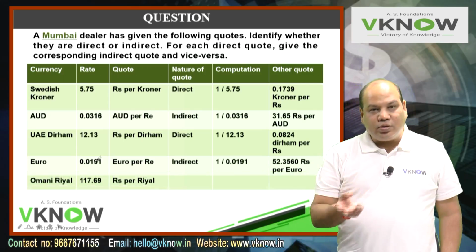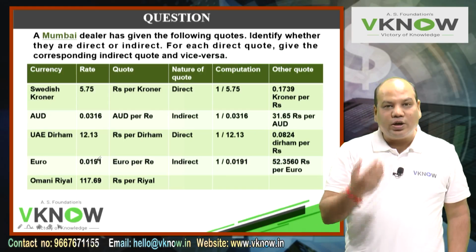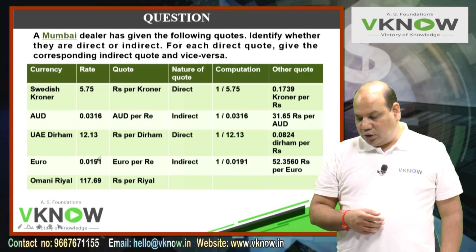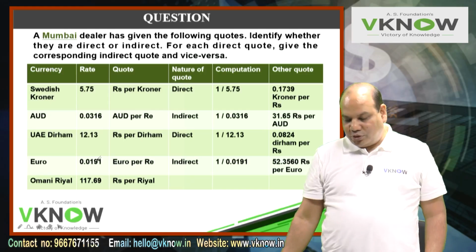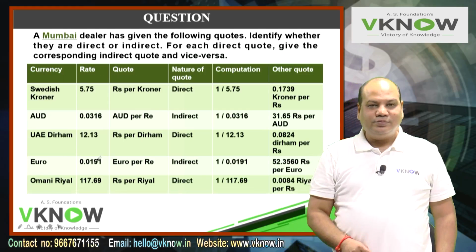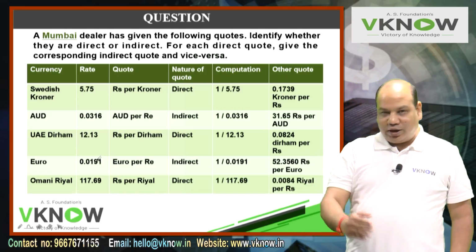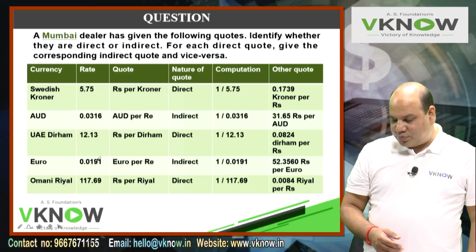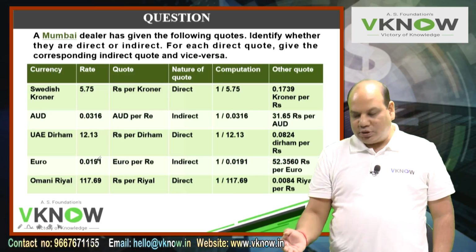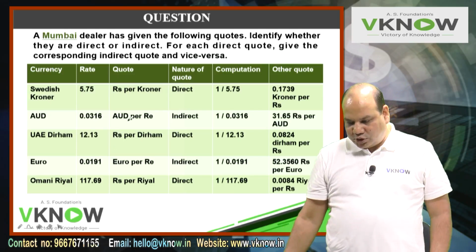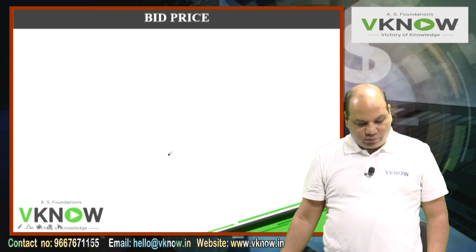Euro per rupee is an indirect quote in India and its equivalent direct quote is 52.3560 rupees per euro. Rupee per real is a direct quote in India and its equivalent indirect quote is 0.0084 real per rupee. So this is how the exchange rates are converted from direct quote to indirect quote.